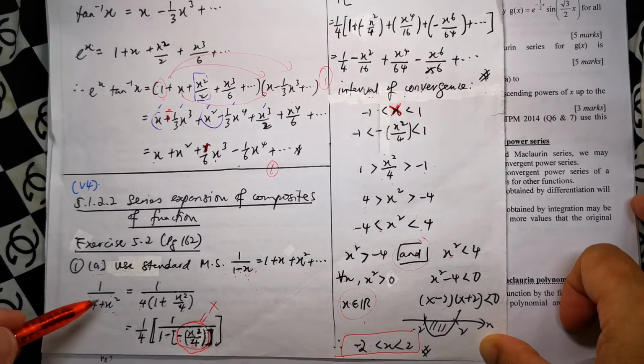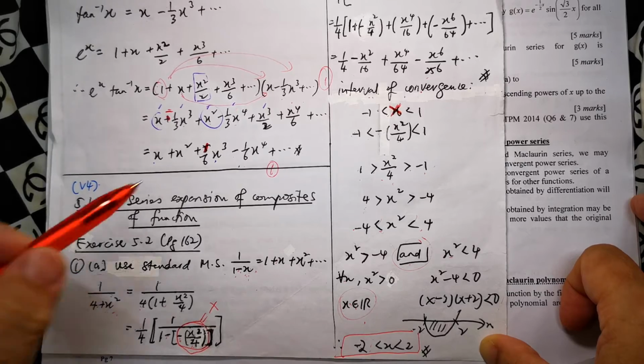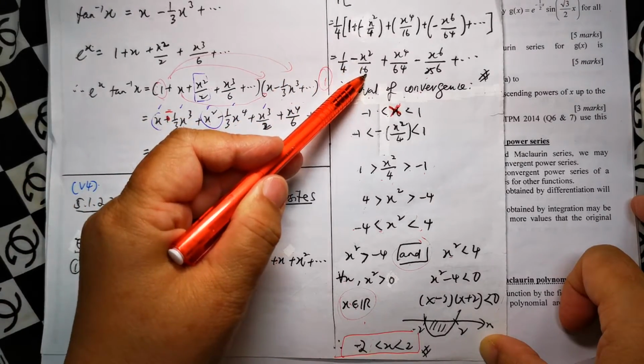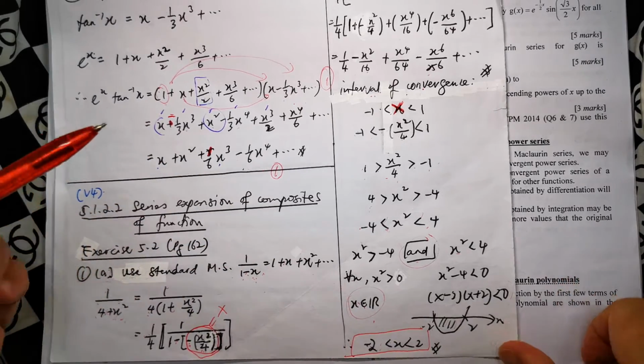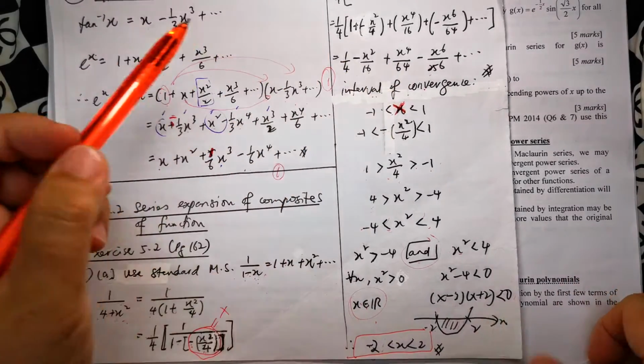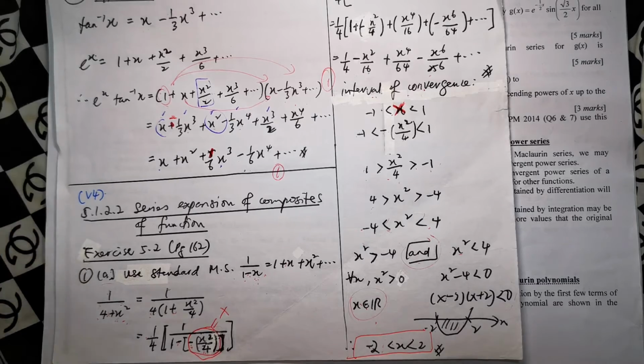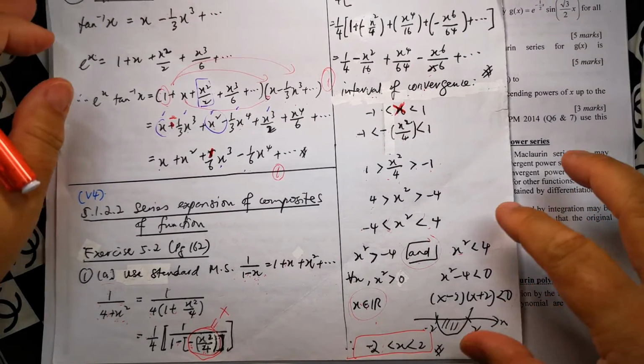So to find the value of this function by using this expansion, the value of x that we can use is between -2 and 2. Other than that, this function will diverge. It won't converge. All right, so this is what we mean.